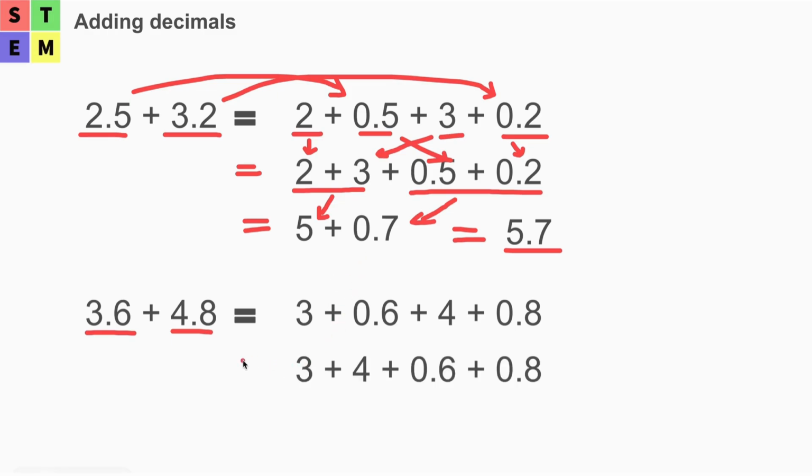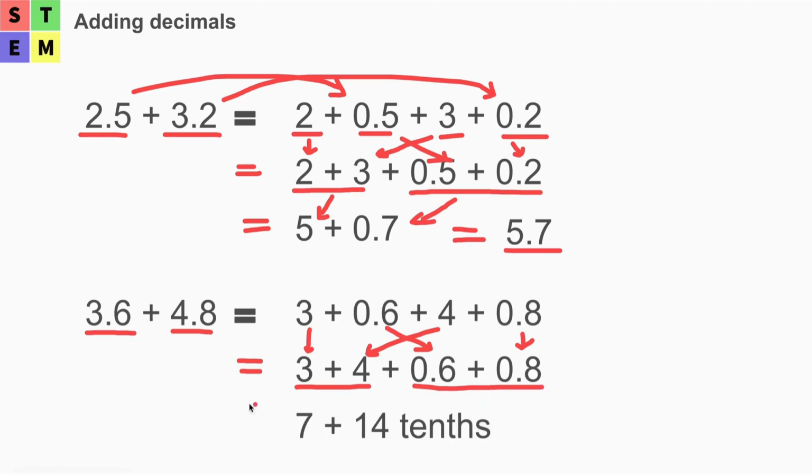And we're gonna switch them, right? So it equals, we got 3 here, we got 4 here, again, we got 0.6 here, we got 0.8 here, right? So again, 3 plus 4, we calculate that first, and then we calculate 0.6 plus 0.8. So we have what? 3 plus 4 is 7, okay?